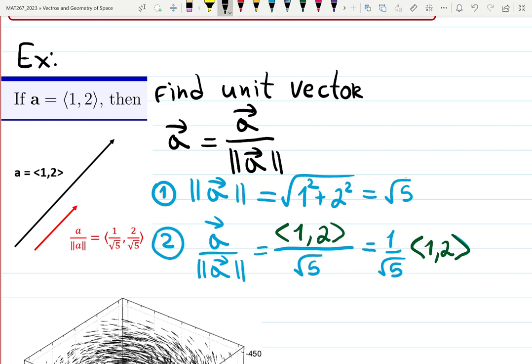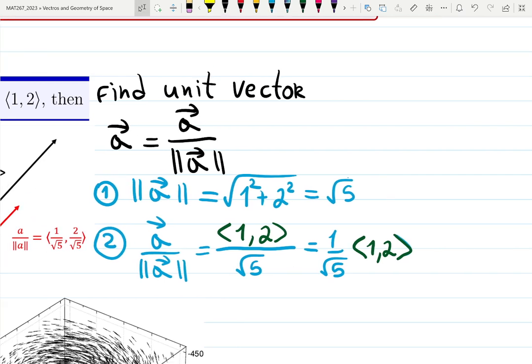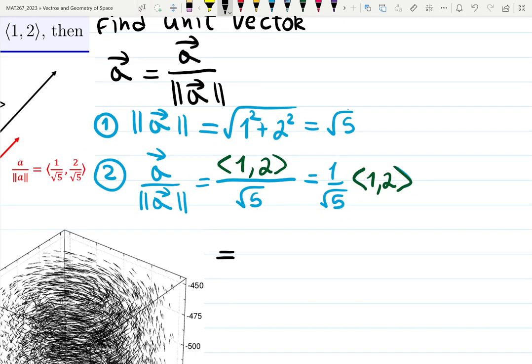It'll be much better. Now, we're just going to multiply it component by component, and that is the answer. Equals 1 over square root of 5, comma, 2 over square root of 5.